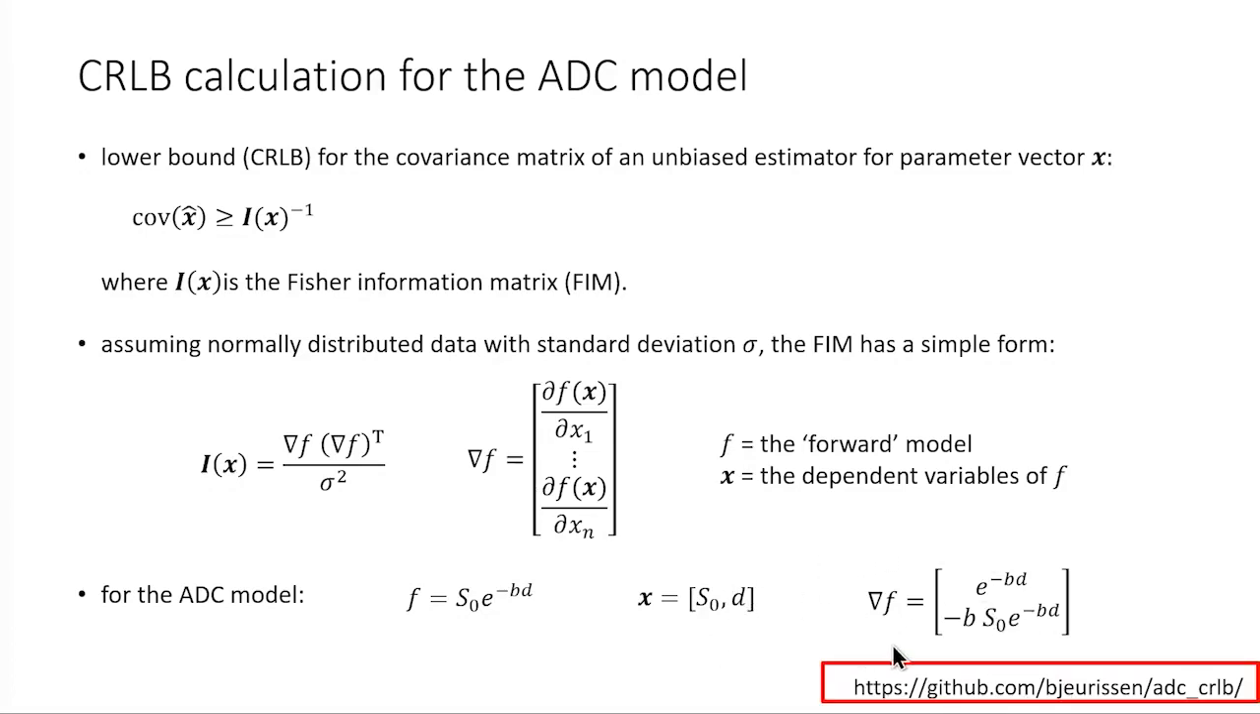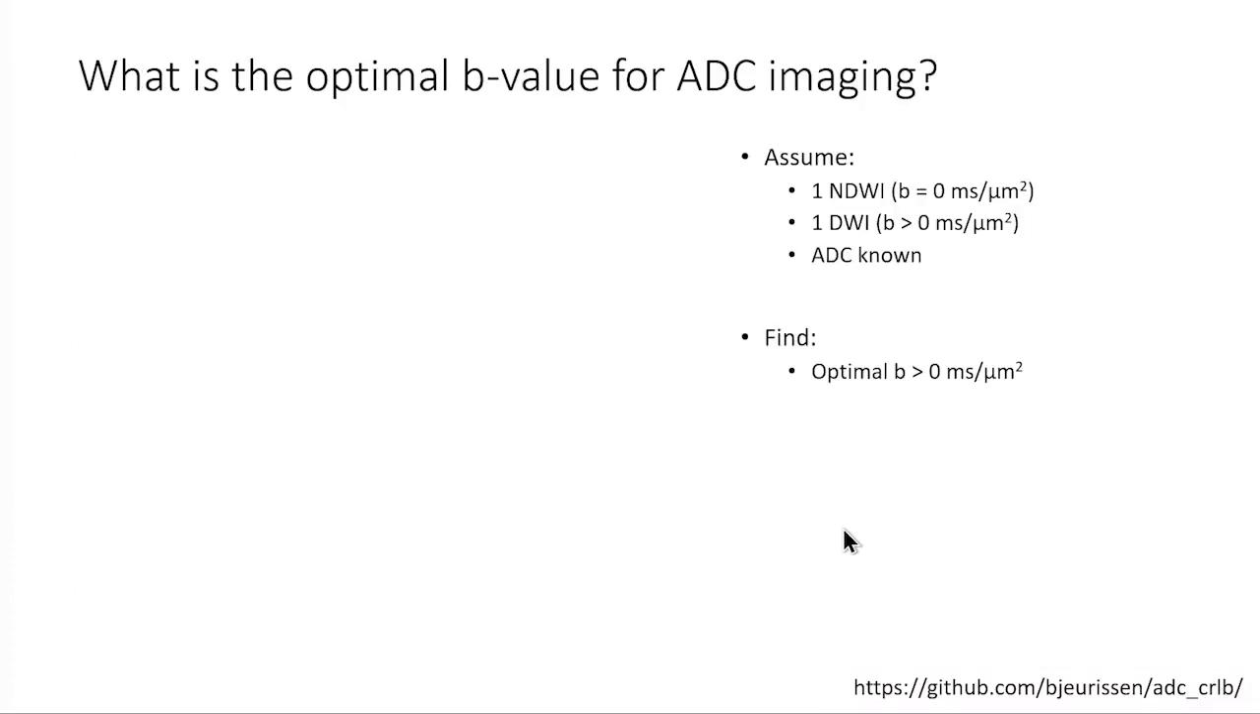So if you want to do these calculations, I've prepared a GitHub repository on my GitHub account where you can look at these derivations and experiment with them. So we can already do quite powerful things with this. The first thing that we can do is answer the question, what is the optimal b-value for ADC imaging?